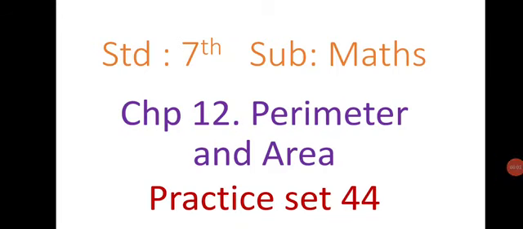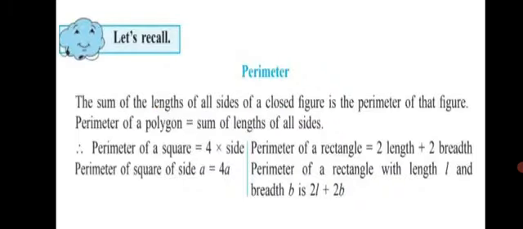Standard 7th, Subject Maths, Chapter 12, Perimeter and Area, Practice Set 44. Let's recall perimeter. The sum of the lengths of all sides of a closed figure is the perimeter of that figure. So, the perimeter of a polygon is equal to the sum of the lengths of all sides.